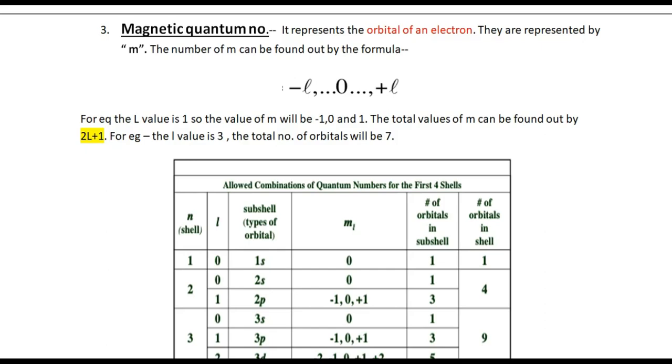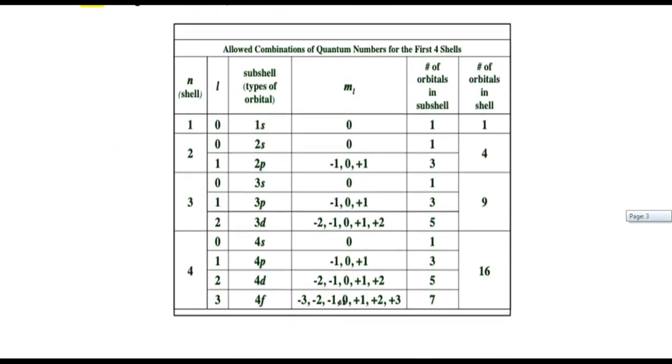Now we have a chart here which provides us everything from the principal quantum number to the orbitals. We have the principal quantum number here: 1, 2, 3, and 4. And aside, we have the subshells L. For principal quantum number 1, we have 0. For 2, we have 0 and 1. For 3, 0, 1, 2. For 4, 0, 1, 2, 3.